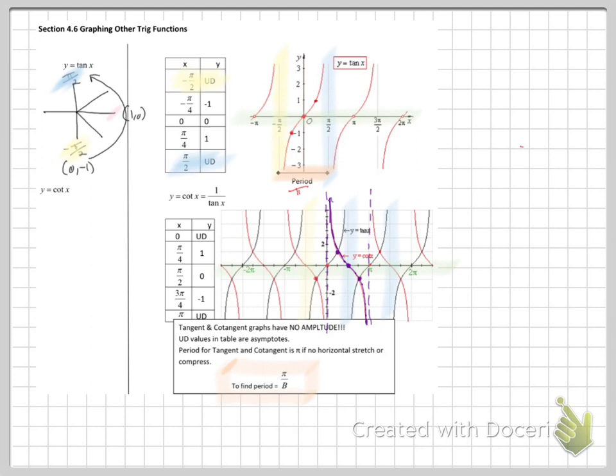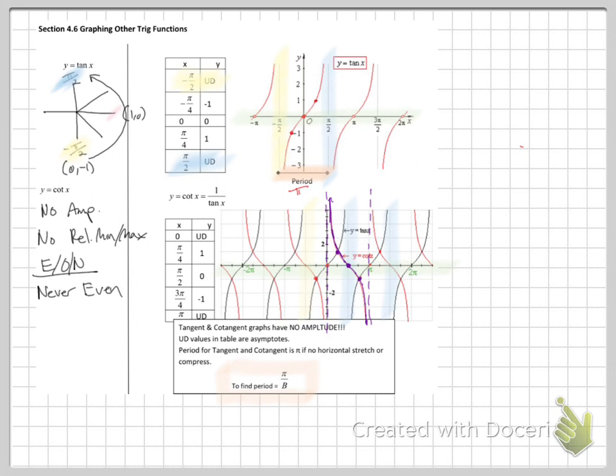Okay, so some of the things we're going to have to do is decide if it's even, odd, neither, and all that other stuff. So let's make some lists. This is for both tangent and cotangent. There's no amplitude, so more than likely we won't ask you for amplitude. There's no relative min or max, because this is just going up and down forever. There's no bottom of a valley or top of a hill. When we do even, odd, neither, it can never be even.